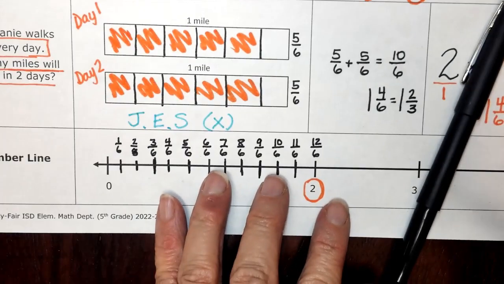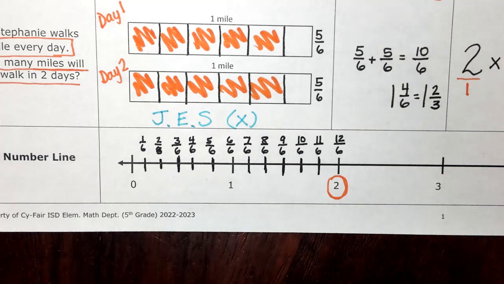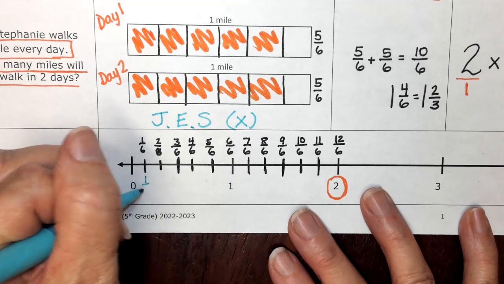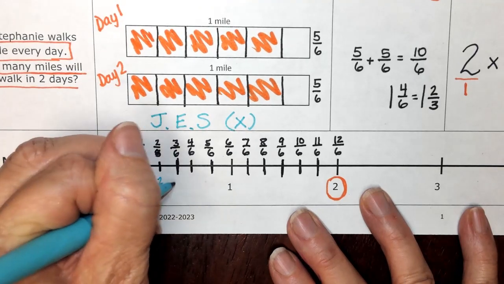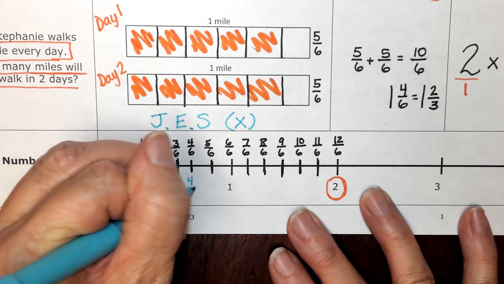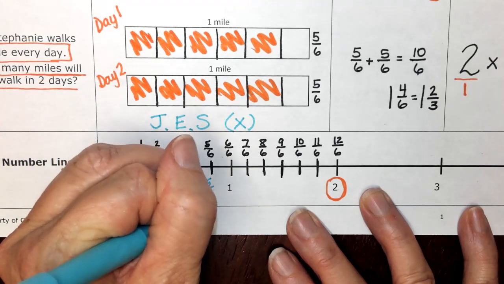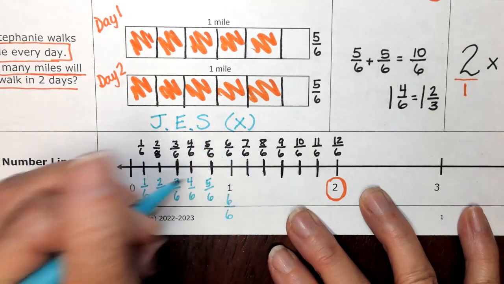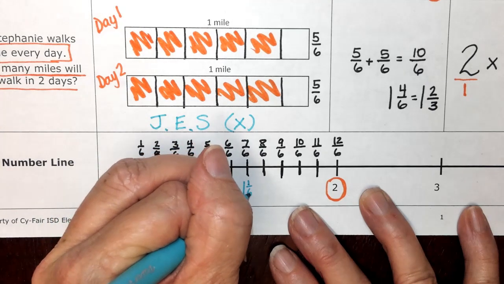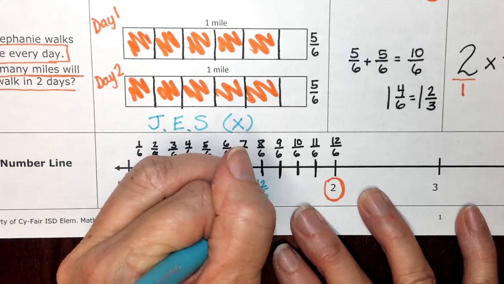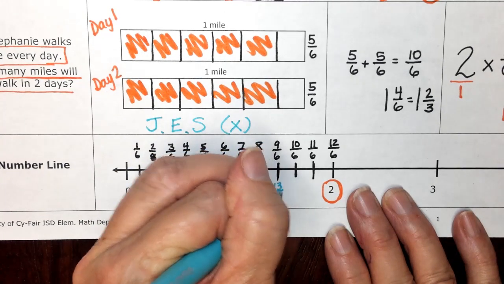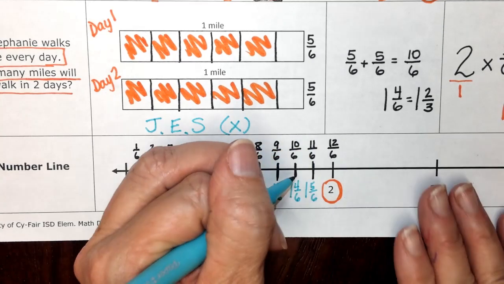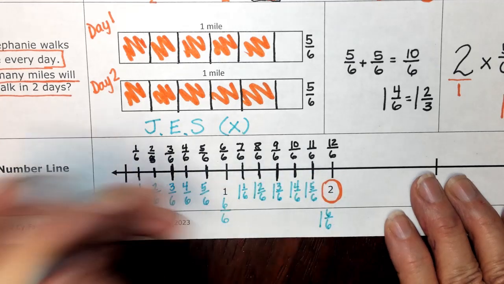On the bottom, we're going to write that improper or that mixed equivalent. So anything less than 1 is going to be the same. So 1/6, 2/6, 3/6, 4/6, and 5/6. Those are all the same. So 6/6 would be the same as 1 whole. And then we have 1 and 1/6, 1 and 2/6, 1 and 3/6, 1 and 4/6, and 1 and 5/6. And of course we know 1 and 6/6 is equivalent to the whole number 2.